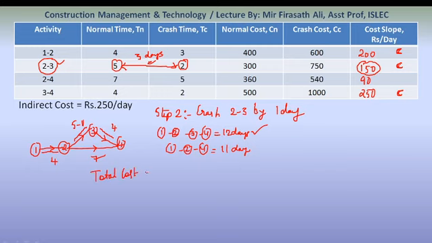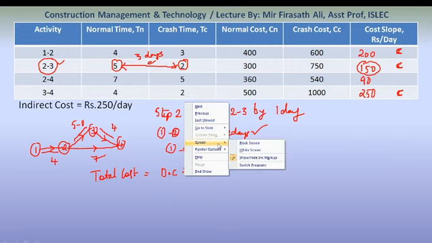Total cost is equal to direct cost plus indirect cost. What is direct cost? Direct cost is given to us over here. Total cost is direct cost plus indirect cost plus crash cost also. We have crash cost also. Direct cost is nothing but, let me write it over here.